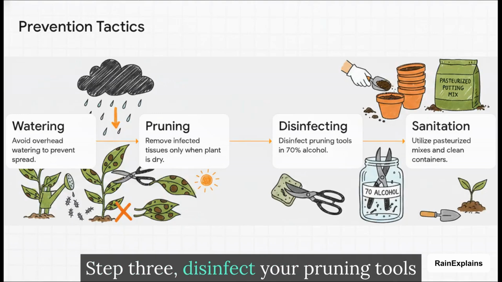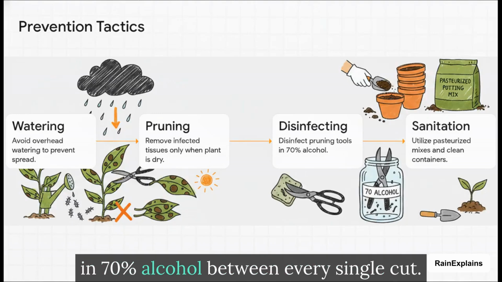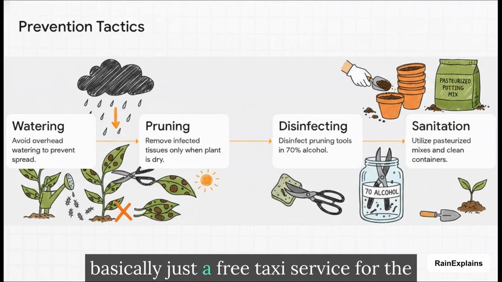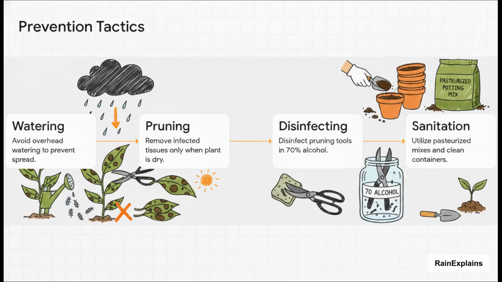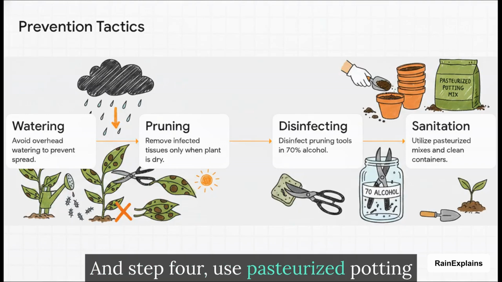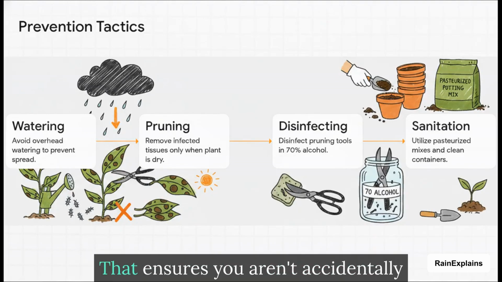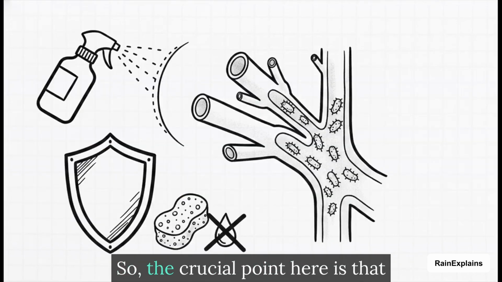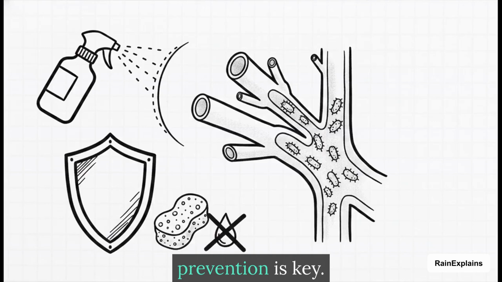Step 3. Disinfect your pruning tools in 70% alcohol between every single cut. Otherwise, your clippers are basically just a free taxi service for the bacteria. And step 4. Use pasteurized potting mixes in clean containers. That ensures you aren't accidentally introducing the pathogen right up from the soil. So the crucial point here is that prevention is key.